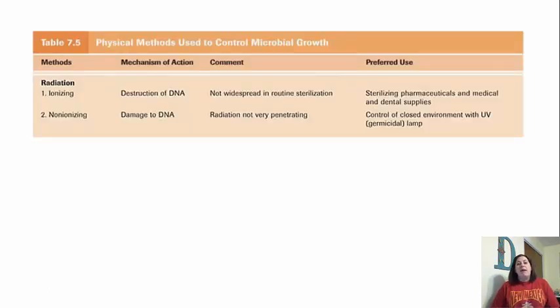The next main method here is radiation. When we're looking at radiation, we can use ionizing radiation or non-ionizing radiation, but it doesn't matter which one you're looking at. Both of them do affect the DNA. Ionizing radiation, though, destroys the DNA, whereas non-ionizing just damages it. Okay, and so this is what we're looking at. Now, ionizing is not widespread in routine sterilization, but they do use it to sterilize some pharmaceuticals, medical, and dental supplies. The non-ionizing radiation is not very penetrating. That's one reason it's not used, but this is to control closed environments with like UV lamps, and this is more germicidal, all right, and so it's to kill the germs that are present.